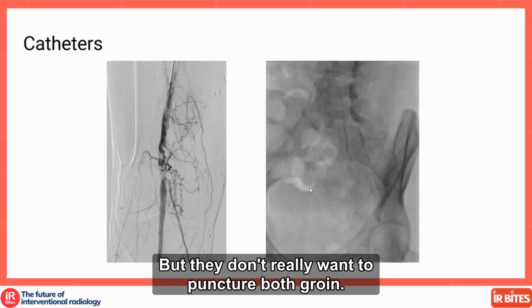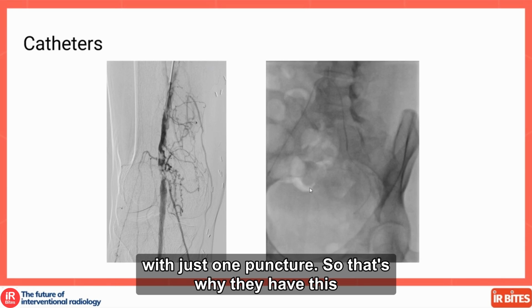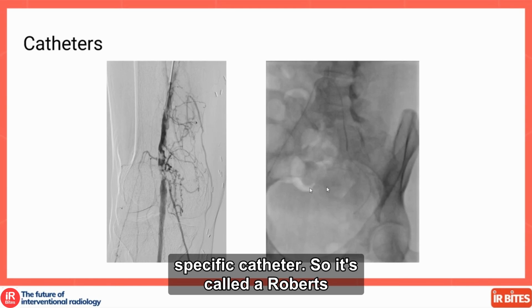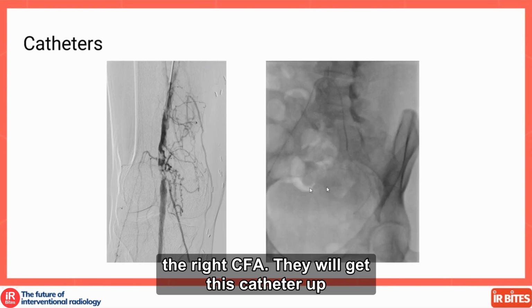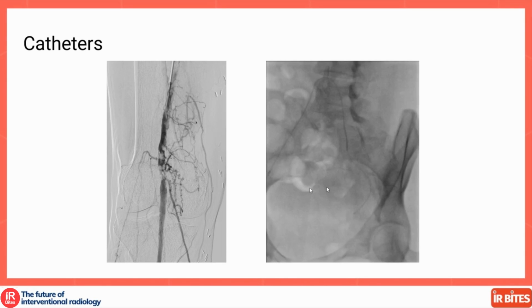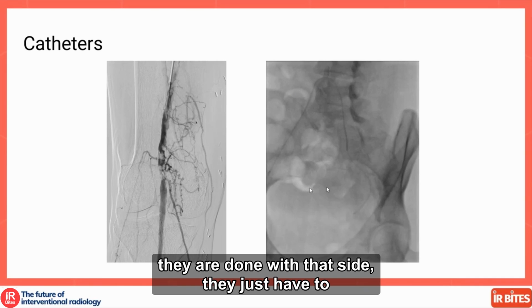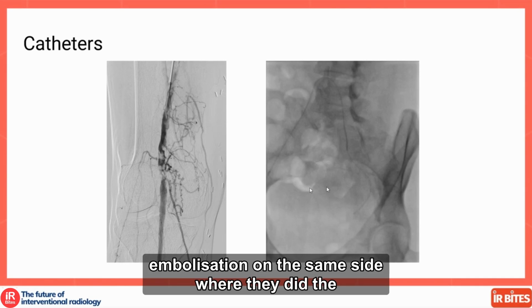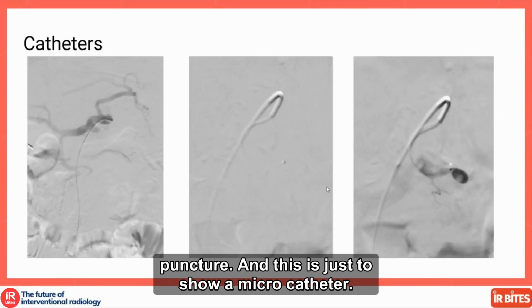But they don't want to puncture both groins, and if possible they want to get away with just one puncture. That's why they have this specific catheter, called a Roberts uterine catheter. What they do is puncture the right CFA. They get this catheter up and over the aortic bifurcation into the other CIA, embolize the artery on that end, and when they are done with that side, they pull back the catheter and do the embolization on the same side where they did the puncture, saving the patient from a double puncture. And this is just to show a microcatheter.